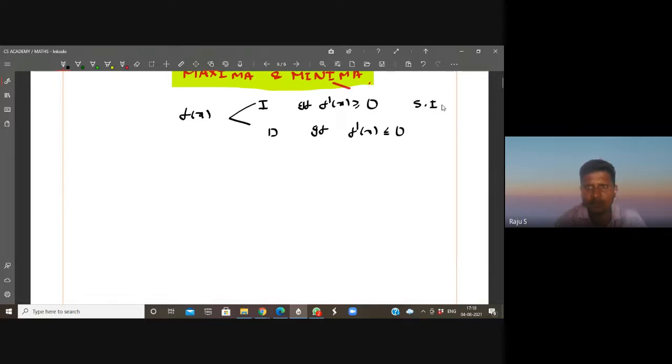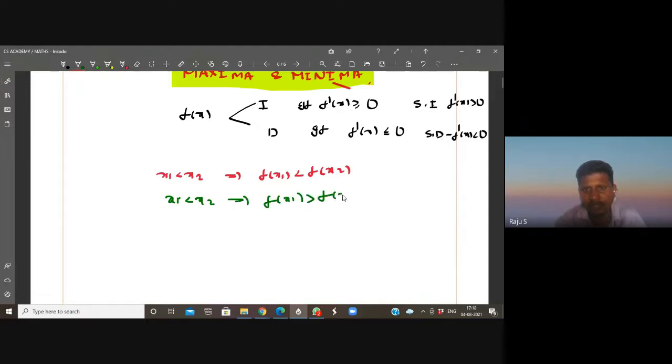Strictly increasing, f dash of x is greater than 0. Strictly decreasing, f dash of x is lesser than 0. This you know very well, right? And in another way, x1 is lesser than x2, which implies f of x1 is lesser than f of x2, right? And x1 is lesser than x2, which implies f of x1 is greater than f of x2.